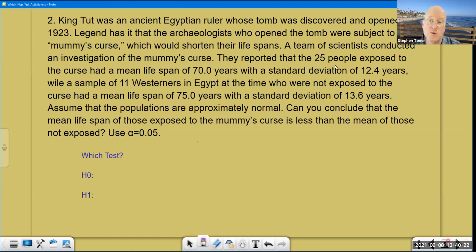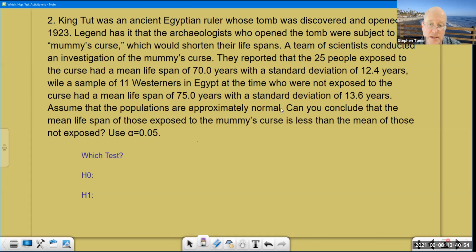They reported that 25 people exposed to the curse had a mean lifespan of 70 years with a standard deviation of 12.4 years, while, we're misspelling, I apologize, a sample of 11 Westerners in Egypt at the time who were not exposed to the curse had a mean lifespan of 75 years with a standard deviation of 13.6 years. Assume that populations are approximately normal. I'm glad we've got that there.